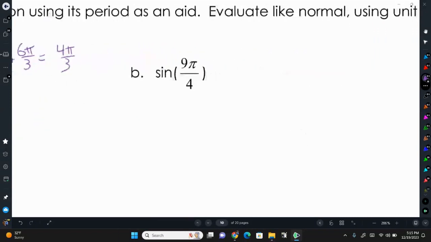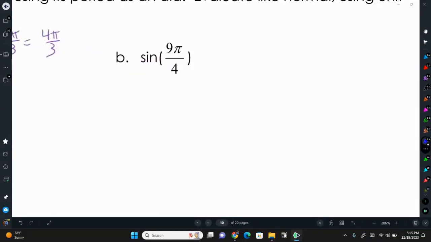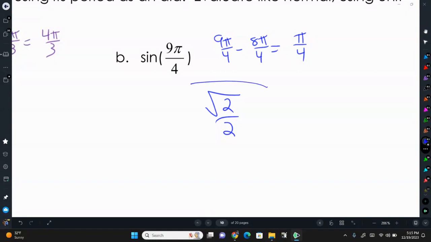And then with letter B, 9 pi over 4, if we take 9 pi over 4 and minus 8 pi over 4, that's going to be 1 pi over 4. And since it's a pi over 4, we know it's a square root of 2 over 2. And since we're in quadrant number 1, it is positive. So that is your answer.